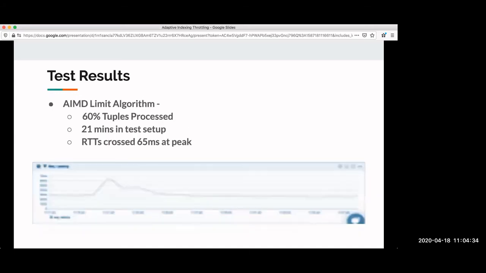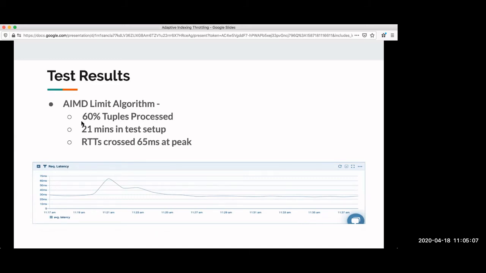Now, if we compare it to other algorithms, say AIMD, it was only able to process 60% of the tuples in that time period, because it aggressively reduced the limit a couple of times, and then it was taking a long time to recover that limit. So suppose it went from 1000 to 500, and then 500 to 250, then it is going to only increase by 1. So it went from 250 to 251, then 252. So the increase is very gradual as compared to the decrease.